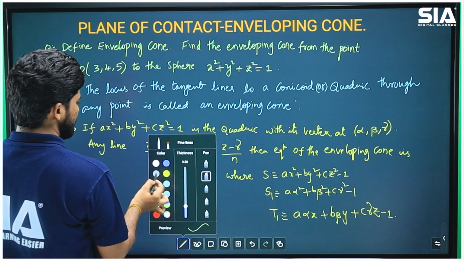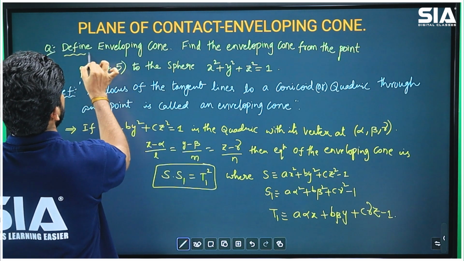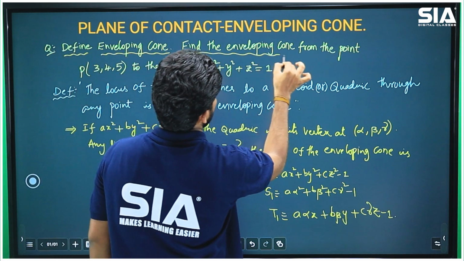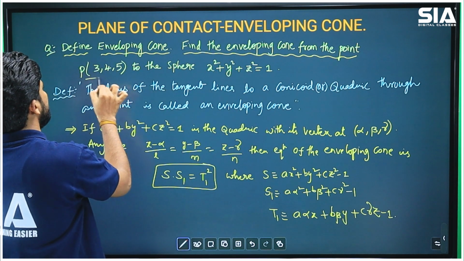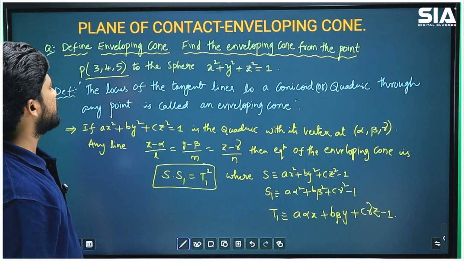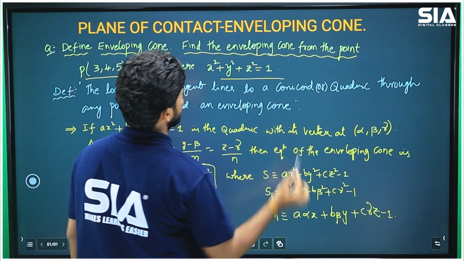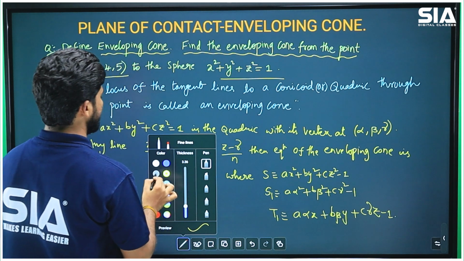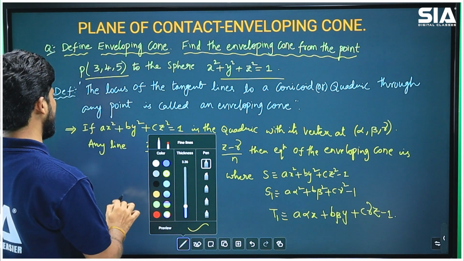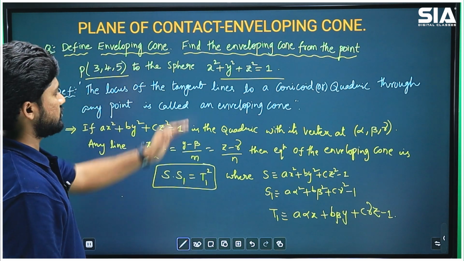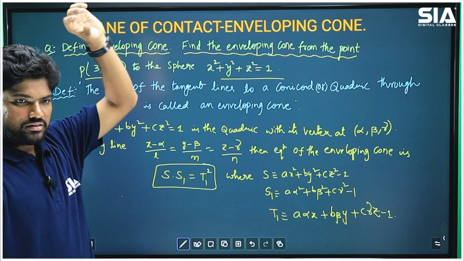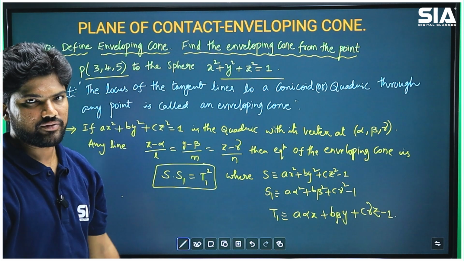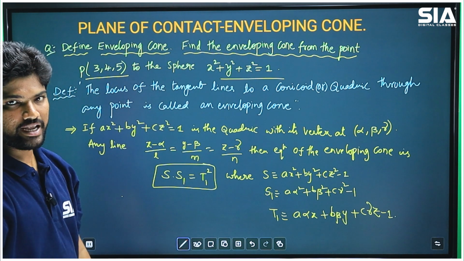First of all, observe the problem: define enveloping cone, and find the enveloping cone from the point P(3, 4, 5) to the sphere x square plus y square plus z square is equal to 1. Already in the second unit, we discussed enveloping cone. Again, why are we discussing the same definition? There the enveloping cone is different, and in this plane of contact, the enveloping cone is different. That's why we are discussing the same definition two times.